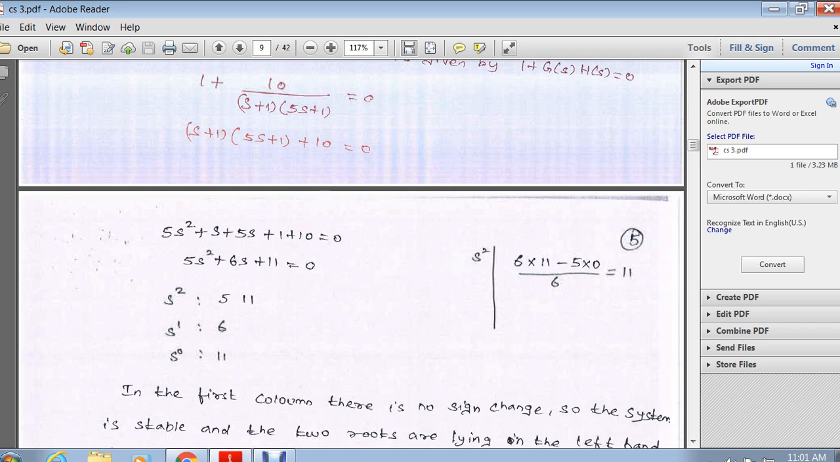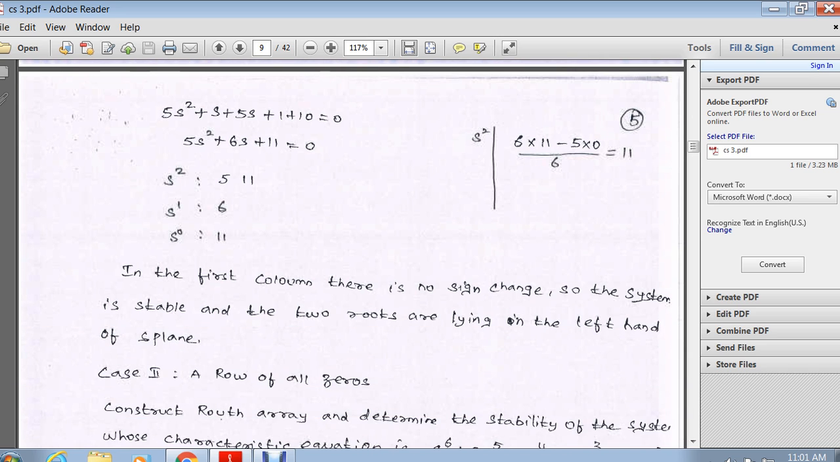Now we need to construct the Routh array with the powers starting with s square, next s power 0, next odd, like this. If you want the row of even powers, you should take s square. For this s square we have the coefficient 5, and the last one is 11. Coming to the odd one, we have only s, which is equal to 6. After that we need to get the s power 0 also. s power 0 means 6 into 11 minus 0 into 5 by 6, which will be equal to 11.